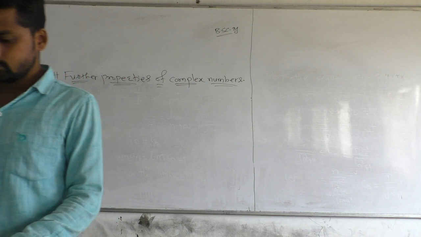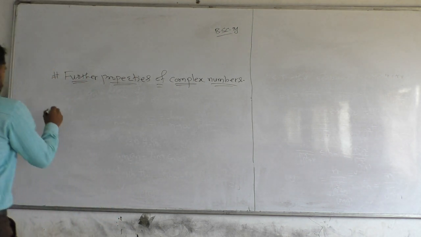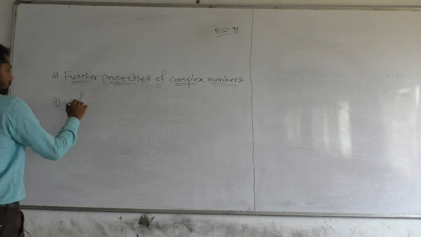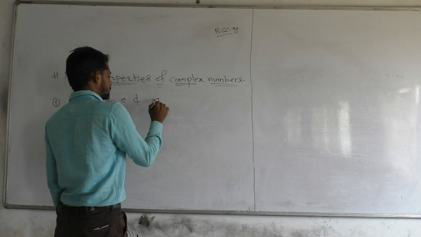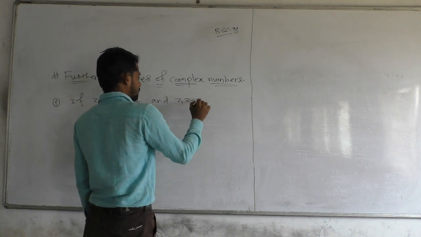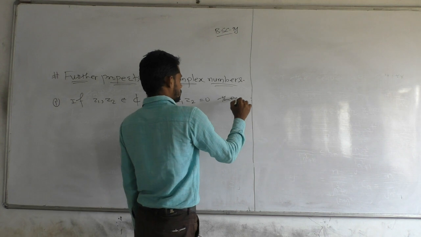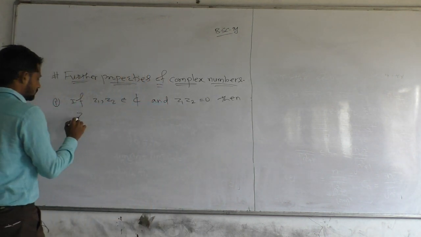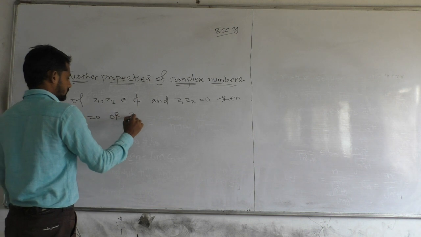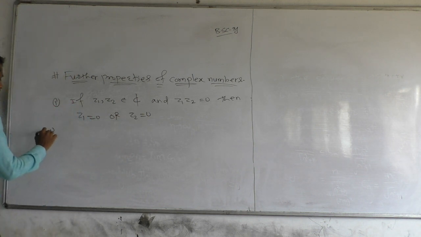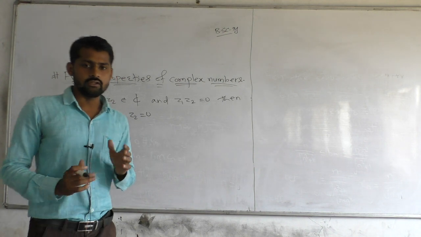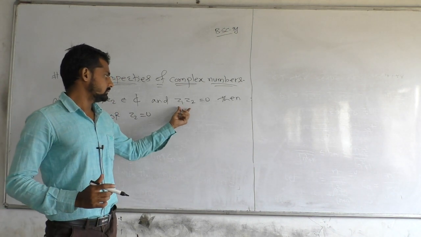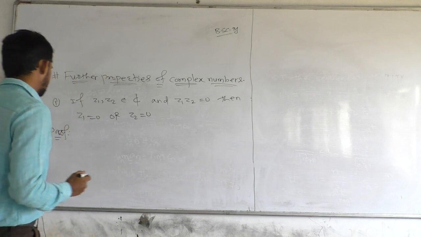Now first, if Z1, Z2 belong to the set of complex numbers and Z1 into Z2 is equal to 0, then Z1 is equal to 0 or Z2 is equal to 0. Now proof. This implies that if the product of the two complex numbers is 0, then either Z1 is 0 or Z2 is 0.